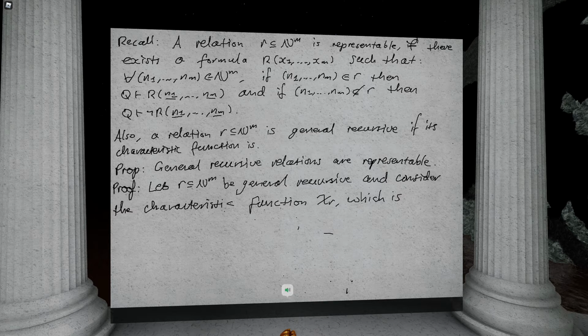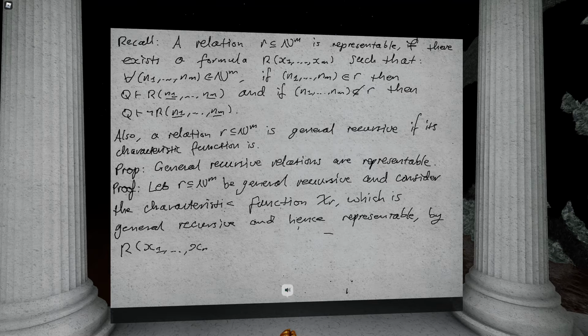Which is general recursive, and hence representable. So it's general recursive by definition, it's representable via the previous theorem. And let's put a name down, let's call it R, capital R.